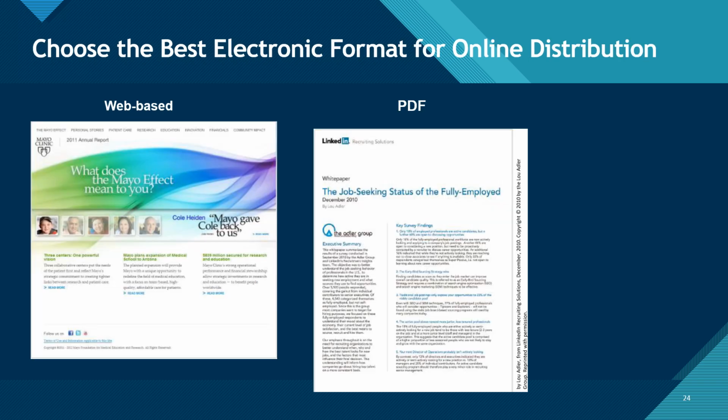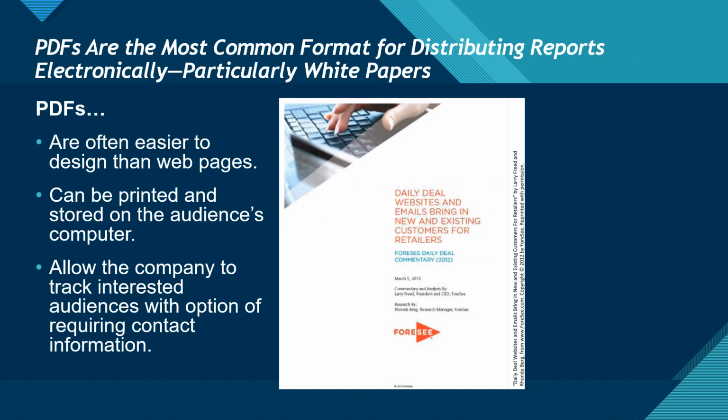Choose the best electronic format for online distribution. They can be distributed on websites or pages, or circulated through PDFs. PDFs are the most common format for distributing reports electronically, particularly white papers. PDFs are often easier to design than web pages. They can be printed and stored on the audience's computer. They allow the company to track interested audiences with option of requiring contact information.